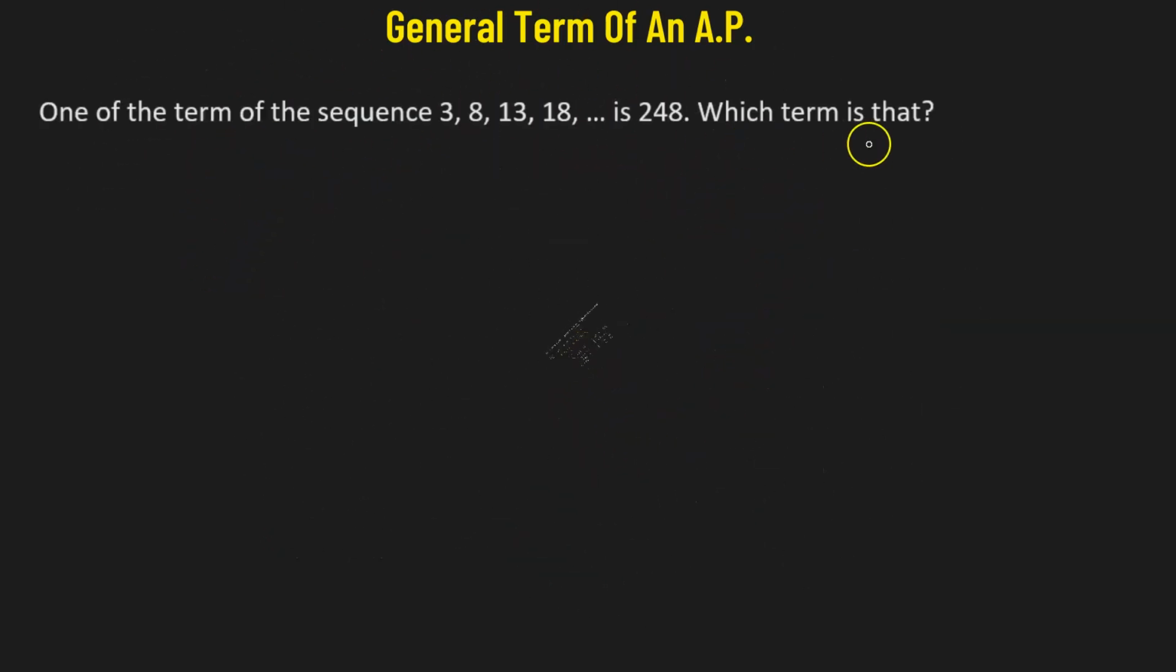So let's find out the term whose value is 248. So first things first, let's find out the common difference. So to find out the common difference, we will subtract the second term from the first term.